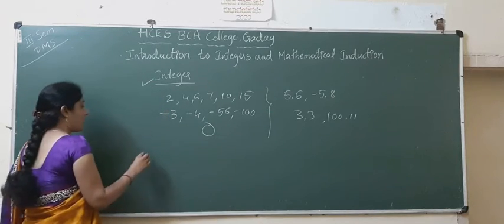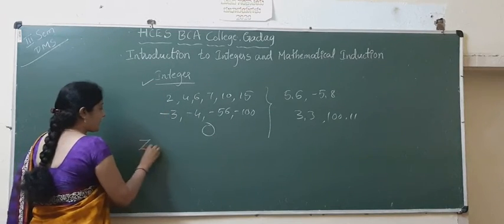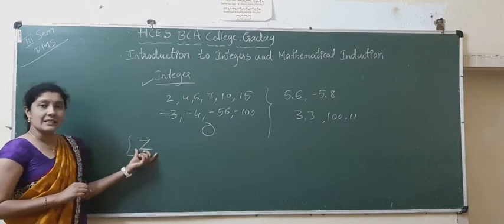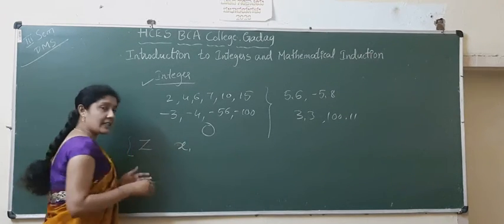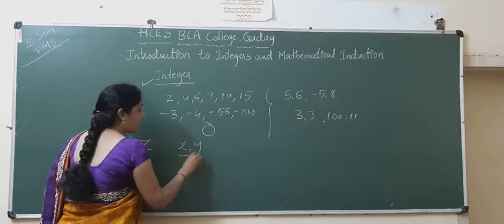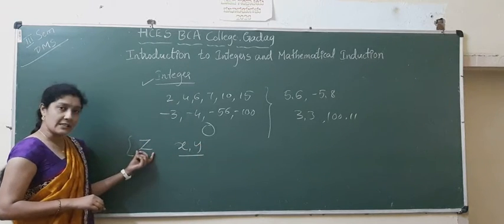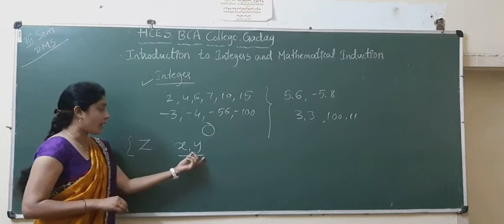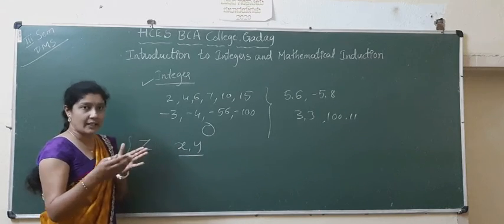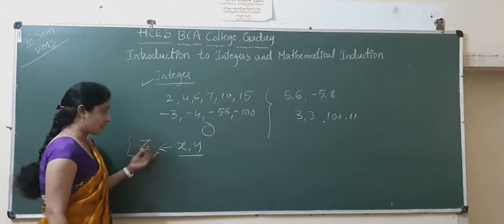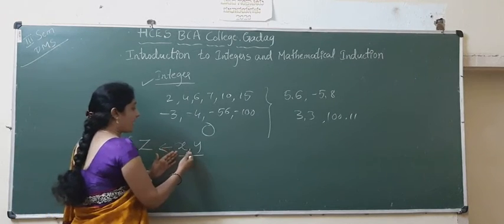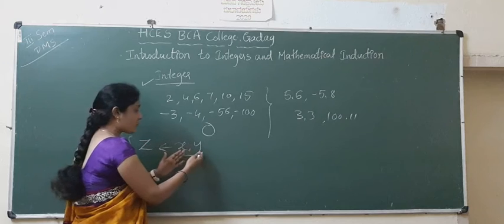Next, let us consider Z. Z is a set of integers which contains two distinct integers, say x and y. Here Z is a set of integers, and x and y are two distinct integers which belong to the set Z. Now consider the arithmetic operations on these two integers.